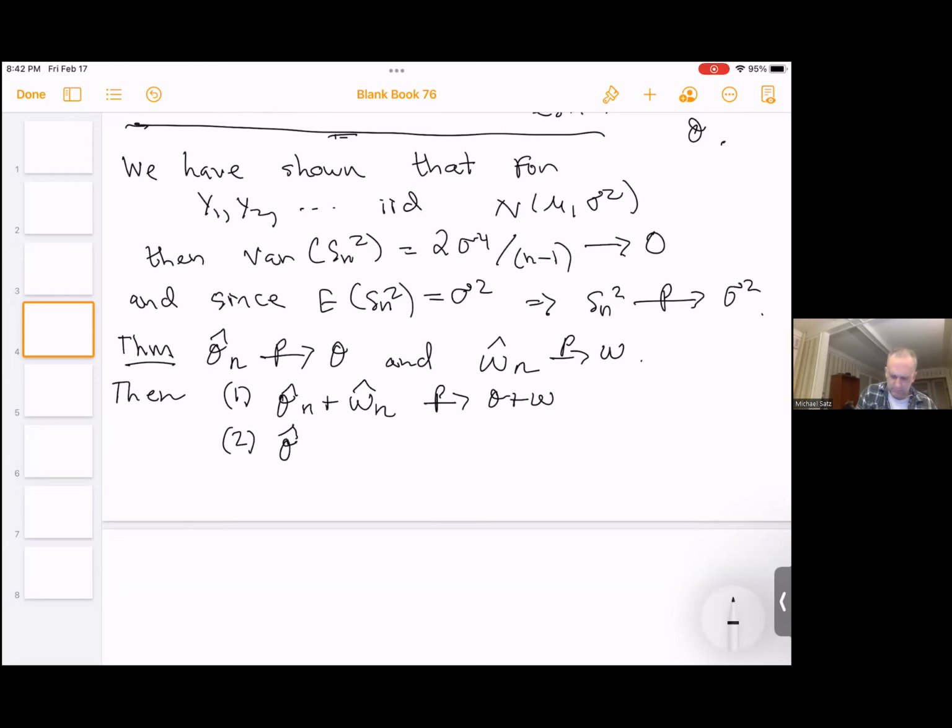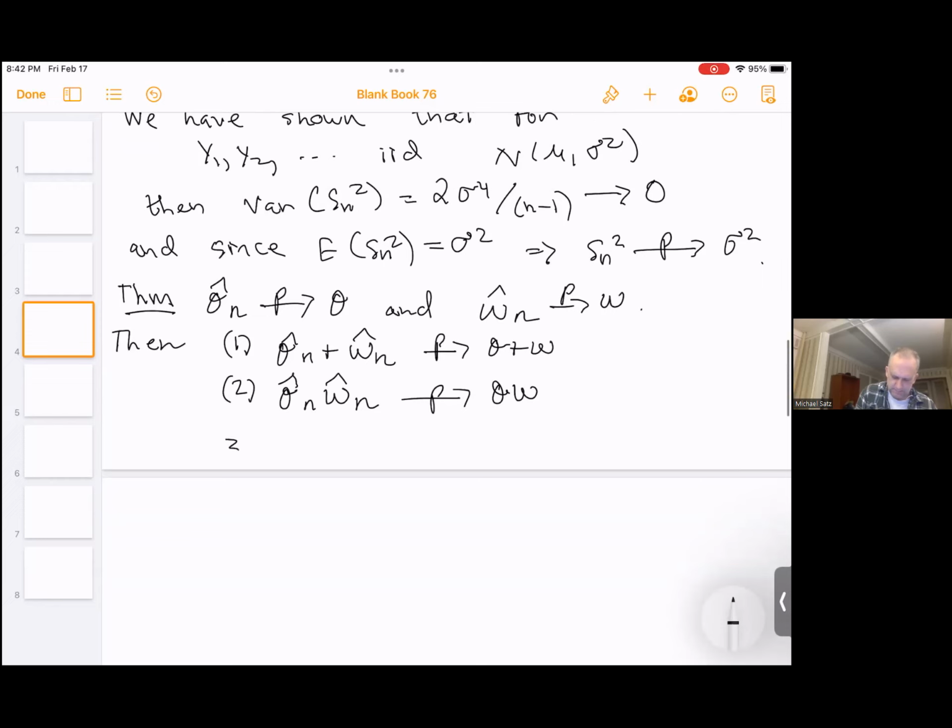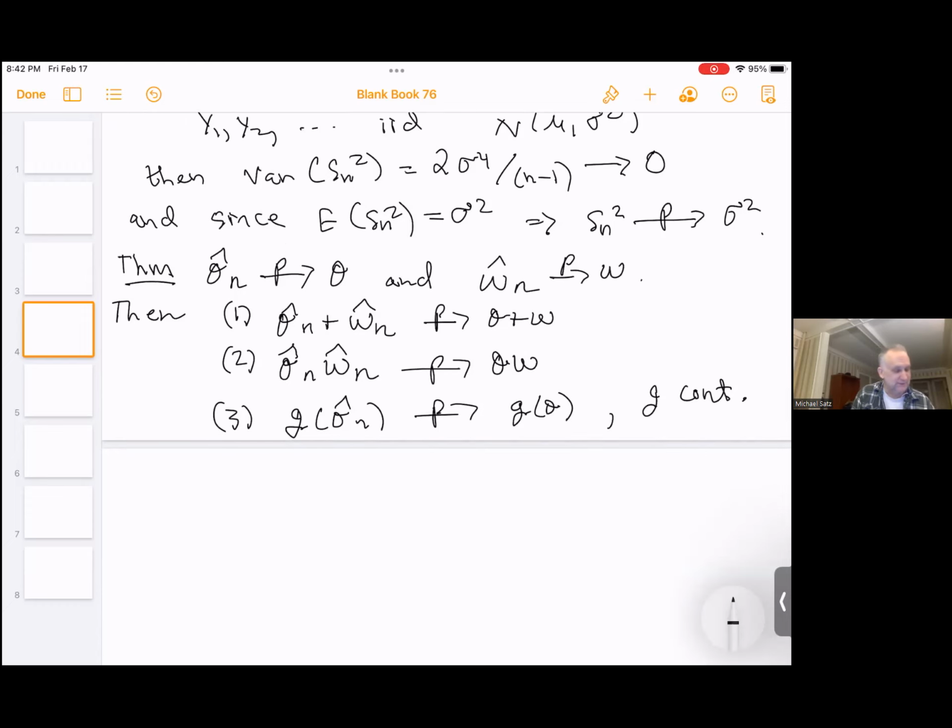The product rule. And let's say G of theta hat converges in probability to G of theta, where G is continuous at theta. It doesn't have to be uniformly continuous, but pointwise continuous where you are interested. Okay, so we're going to use this, we'll just call this theorem for now.